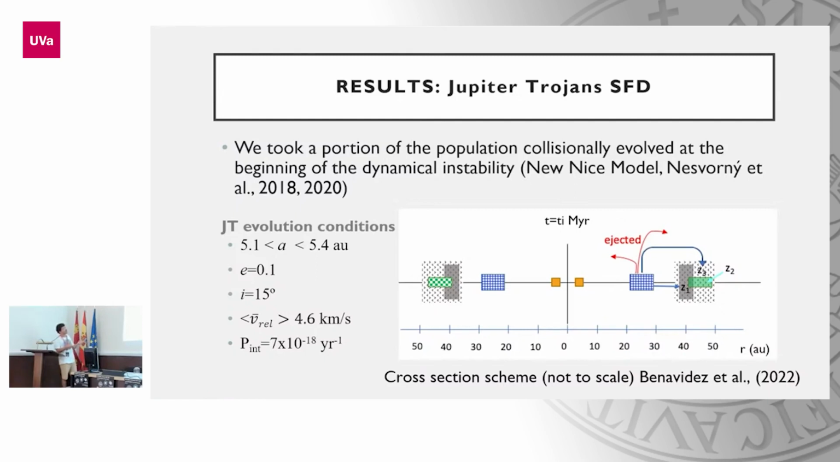Some of the bodies that are ejected outward are what we now know as the Kuiper belt objects. We also simulated this population and got some really good results according to the observations, but this is the topic for another talk. So I'm going to focus more on the Jupiter Trojan population. Some of the objects that were ejected inward were captured by Jupiter, and these are the ones that we actually evolved under the conditions of this population.